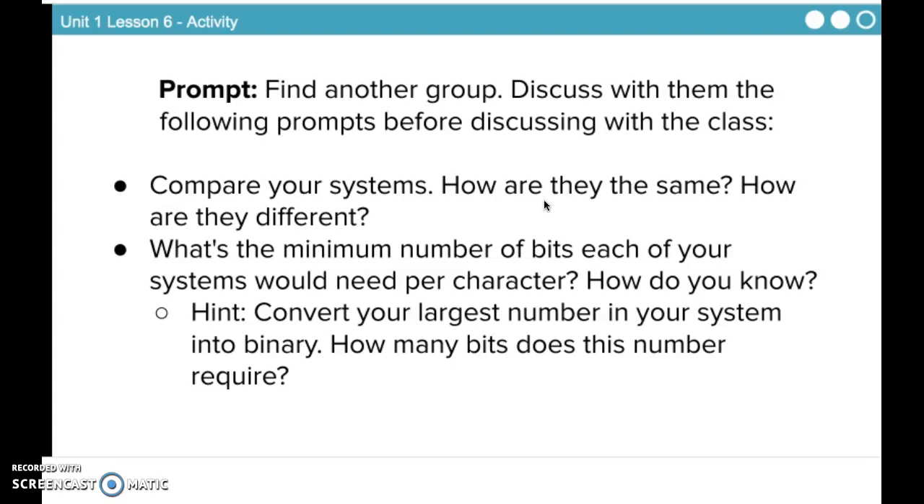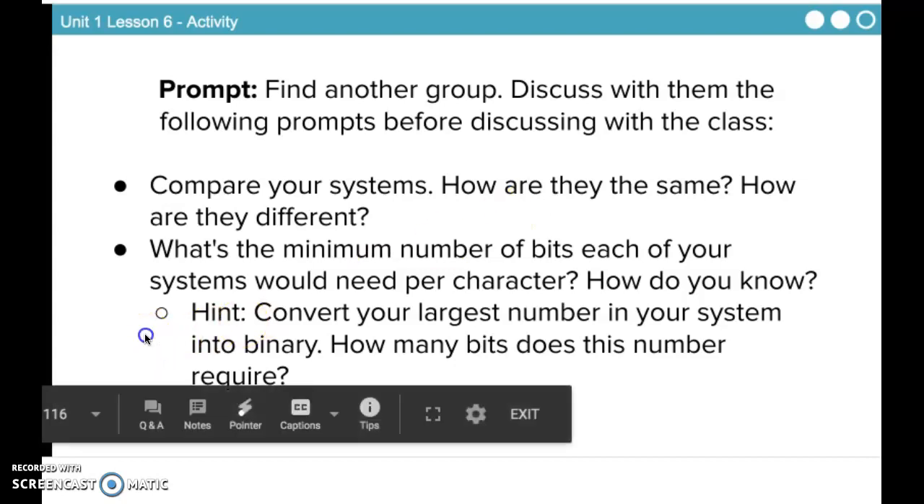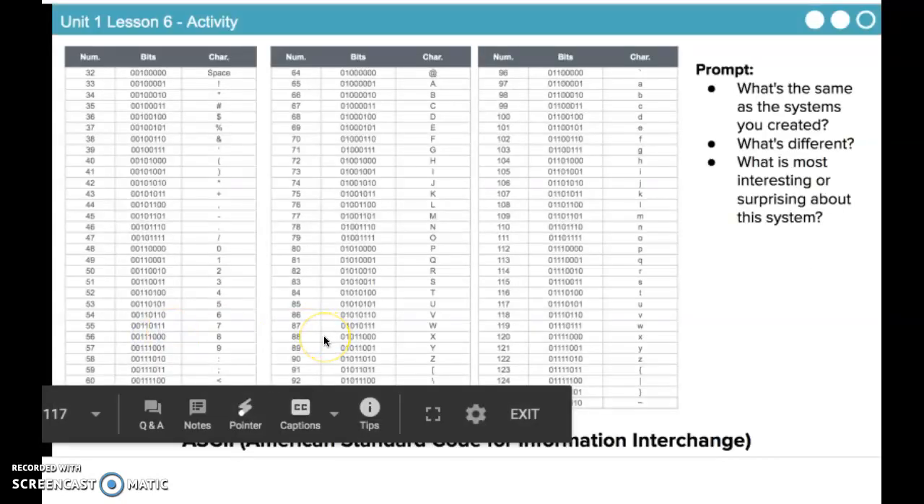How are they the same? How are they different? What's the minimum number of bits each of your systems would need per character? How do you know? Convert your largest number in your system into binary. How many bits does this number require? And we're going to end with talking about the ASCII number system.